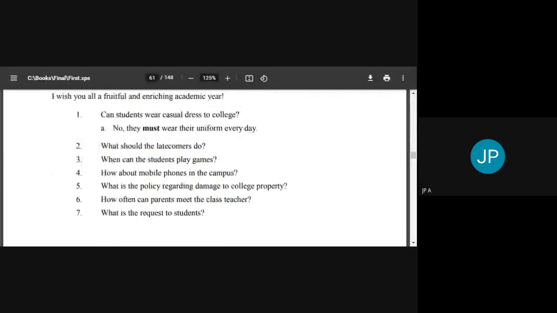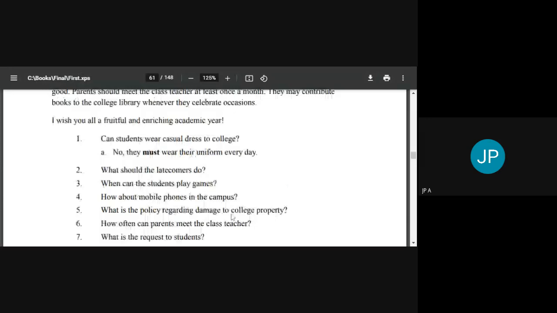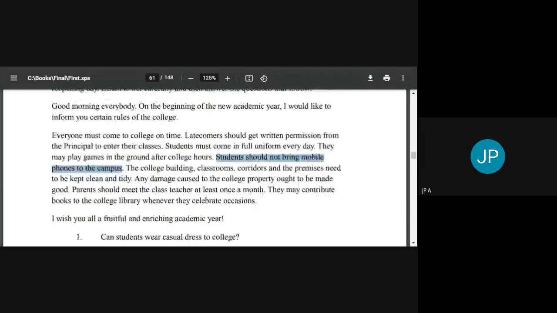What is the policy regarding damage to college property? So, if some damage is done to the college property, it has to be kept clean and tidy. Yes, and if there is any damage, it ought to be made good. Very good, Shrishma, Trishna.